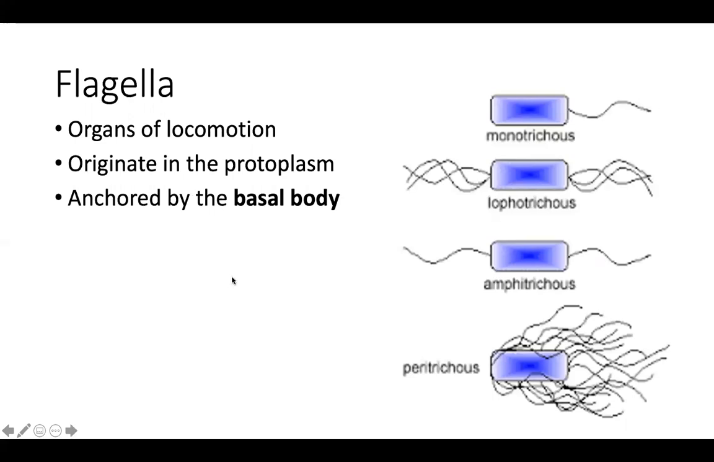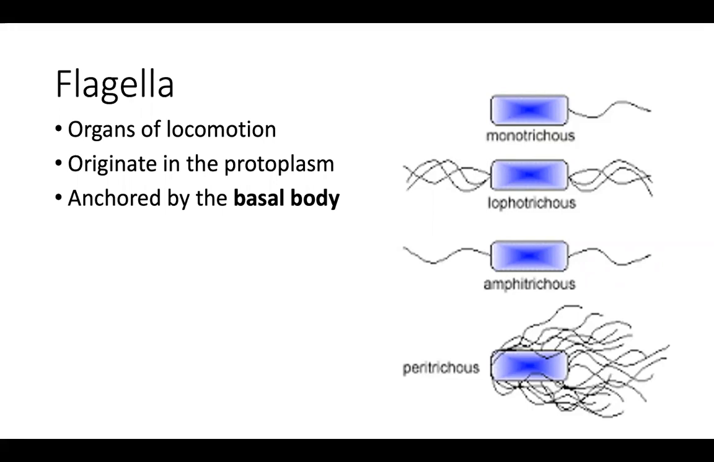Other organelles found in the bacterial cell are the flagella. And these, as you know, are organs of locomotion. They originate in the protoplasm and they're anchored by the basal body to the bacterial cell. Different bacteria have different arrangements of flagella. You can see to the right some of the arrangements of the flagella.